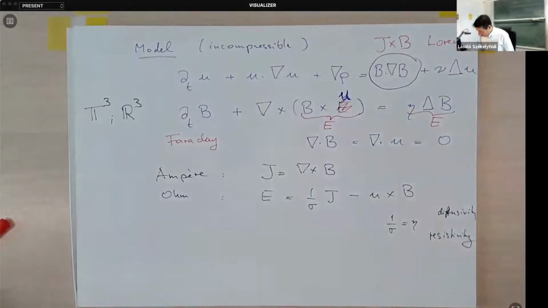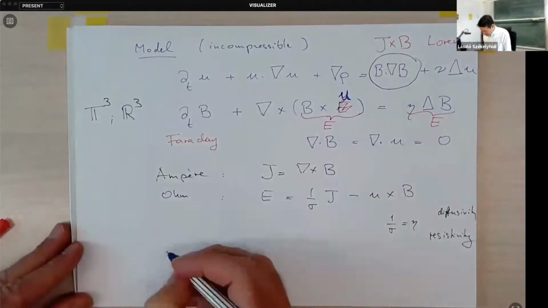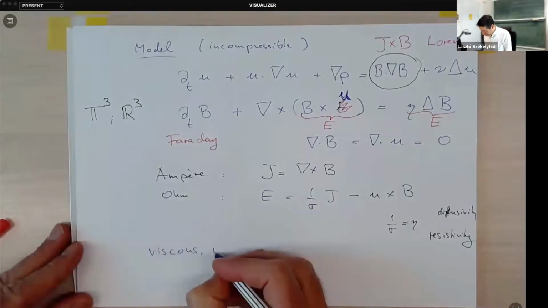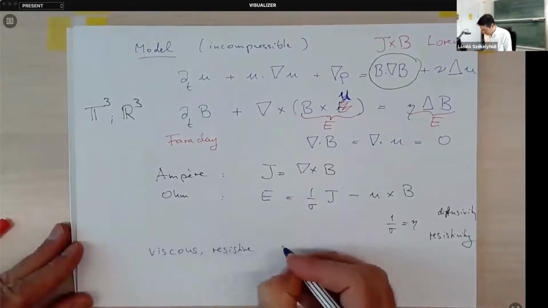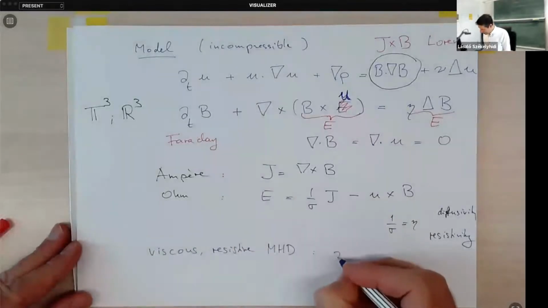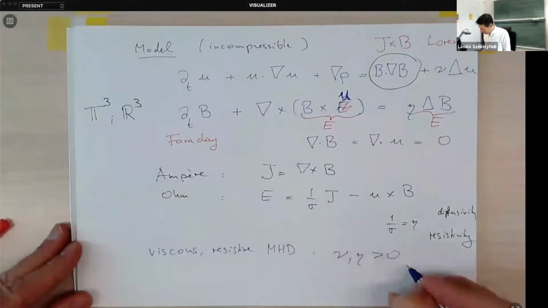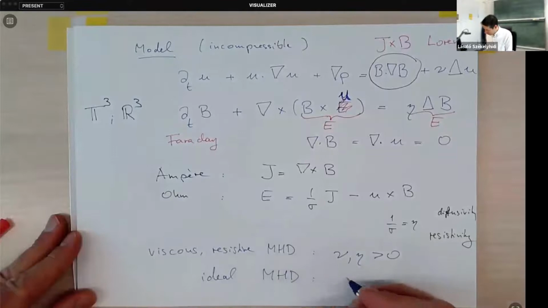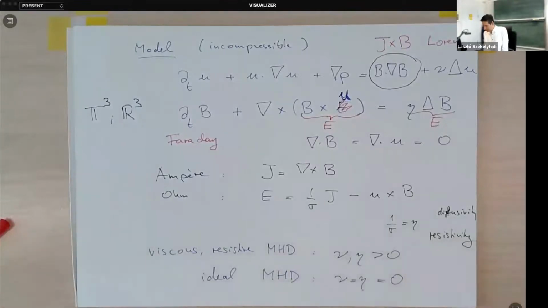Okay. So one speaks of the viscous, resistive, MHD incompressible system. That means if these two parameters are positive, and the ideal MHD is when they are 0. Okay, so that's the basic modeling aspects.